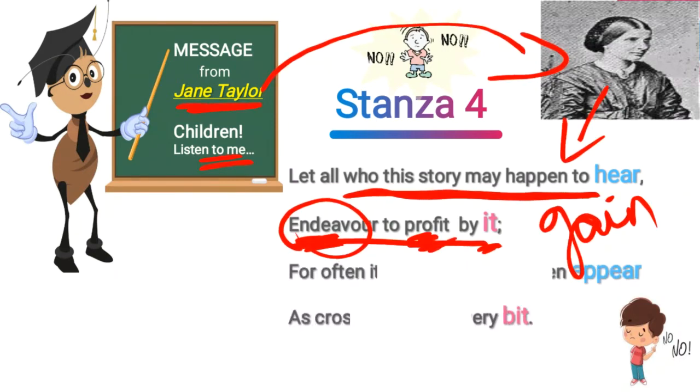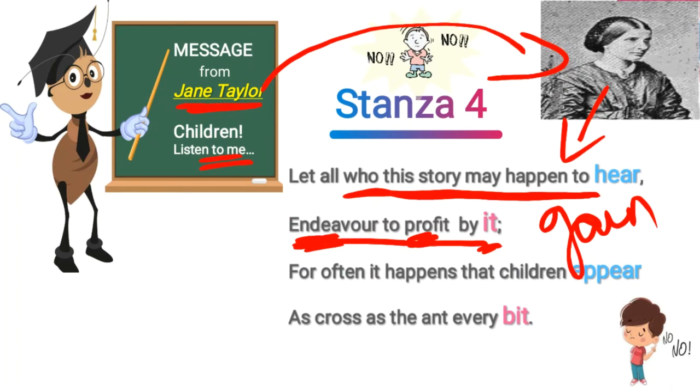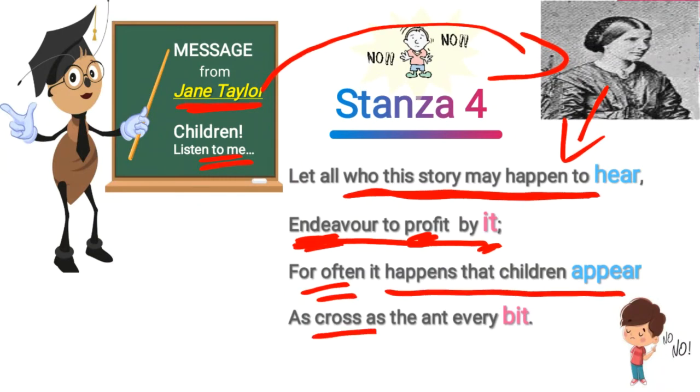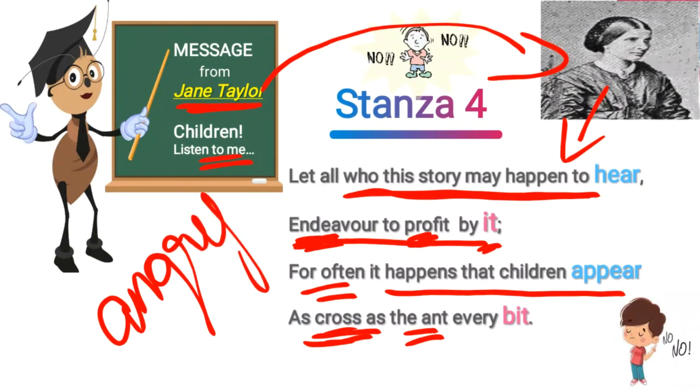Let's move on to the next lines. For often it happens that children appear as cross as the ants every bit. So now she was sad. Why? For often it happens that children appear as cross as the ant. What's the meaning of cross here? I told you already. It's angry. Here in this poem, cross means angry.